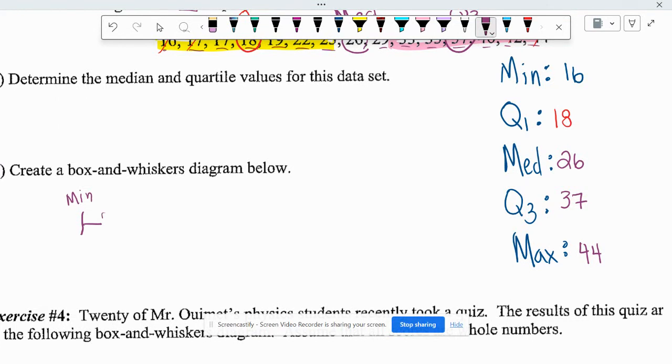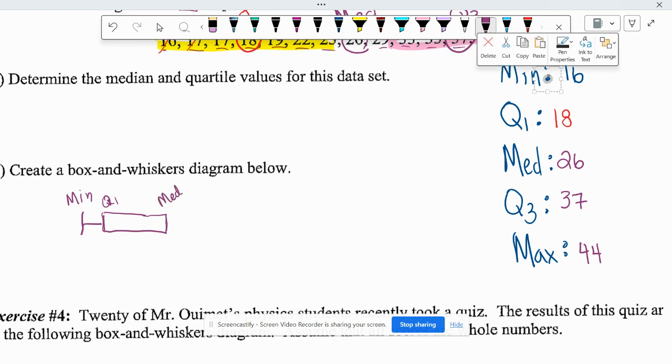Then I'm going to draw my Q1. And I'm beginning my box. My Q1 and my median, that's 8 units. So I'm going to go to about here. Sketch. Don't get all caught up on if it doesn't look perfect. We don't have a number line to work with. And then my median to my Q3 is 11 units.